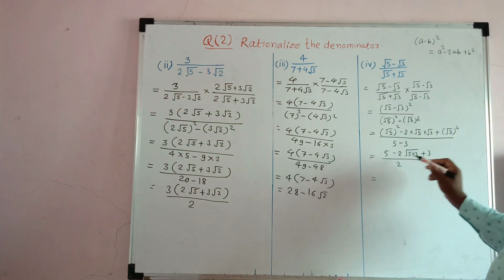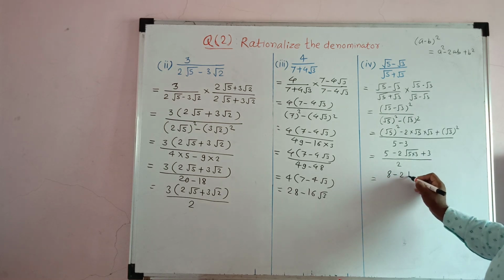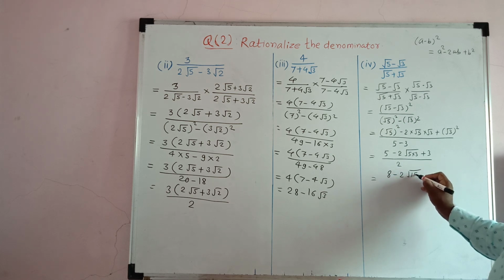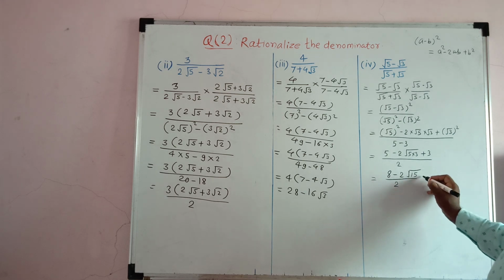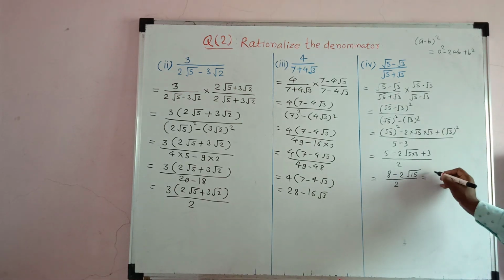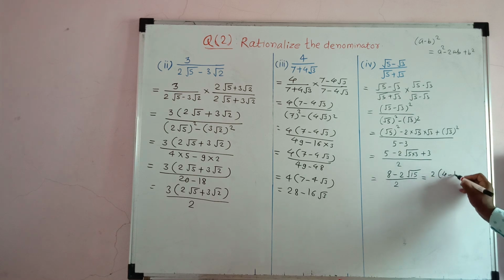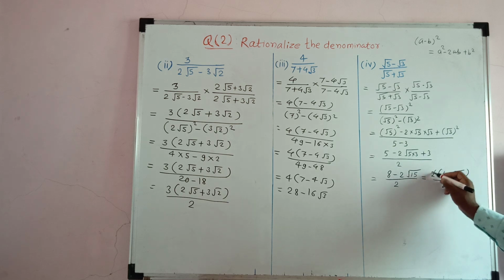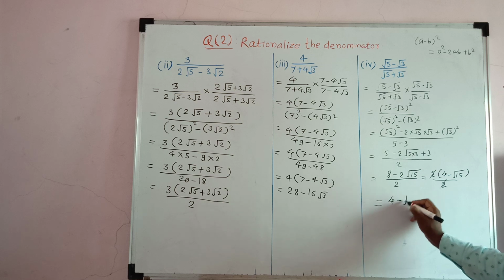now this 5 and plus 3 is 8. 8 minus 2√(5 into 3), that is 15, divided by 2 is equal to, now take 2 common in the numerator, therefore 2 in bracket it will be 4 minus √15 divided by this 2. Now 2 will get cancelled. So what will remain here is 4 minus √15, and that is the answer.